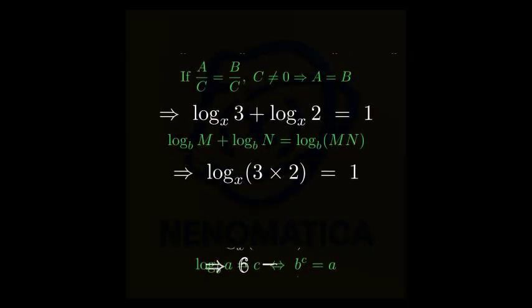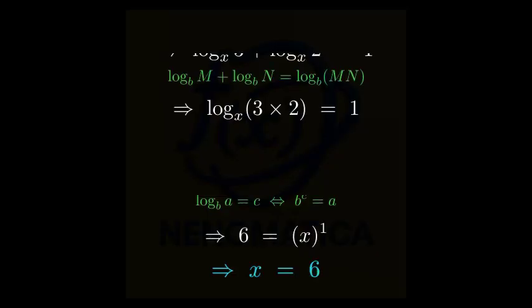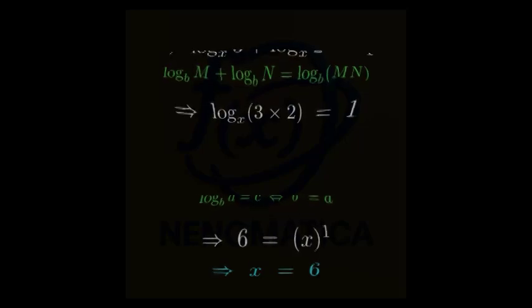Step 5. Convert from logarithmic to exponential form. Log base x of 6 equals 1 means x to the first power equals 6, or equivalently 6 equals x to the power 1. Step 6. Solve for x. Since x to the first power is x, we get x equals 6.